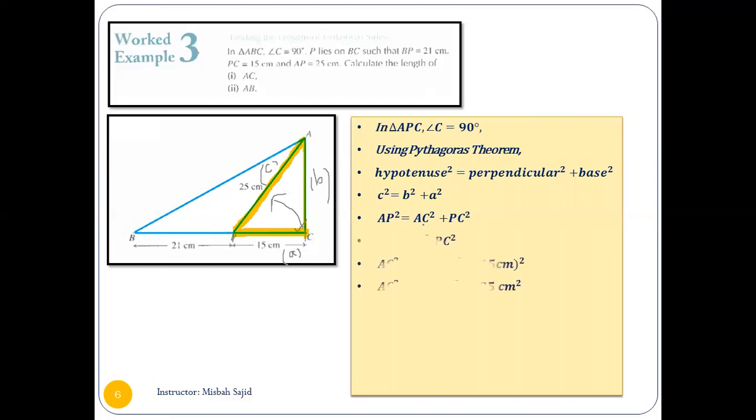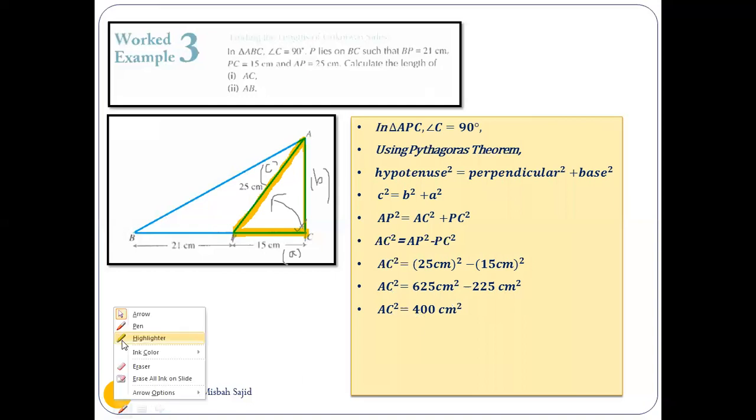So AC whole square is equal to AP square minus PC whole square. Now put the values of AP and PC in this equation. AP is equal to 25 centimeter and PC is equal to 15 centimeter. 25 centimeter whole square is 625 centimeter square, and 15 centimeter whole square is 225 centimeter square. So AC square is equal to 625 centimeter square minus 225 centimeter square, which is equal to 400 centimeter square.